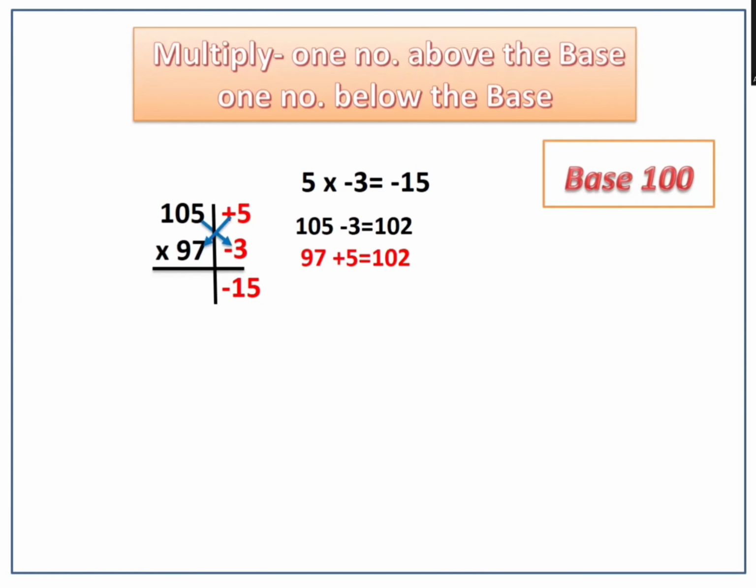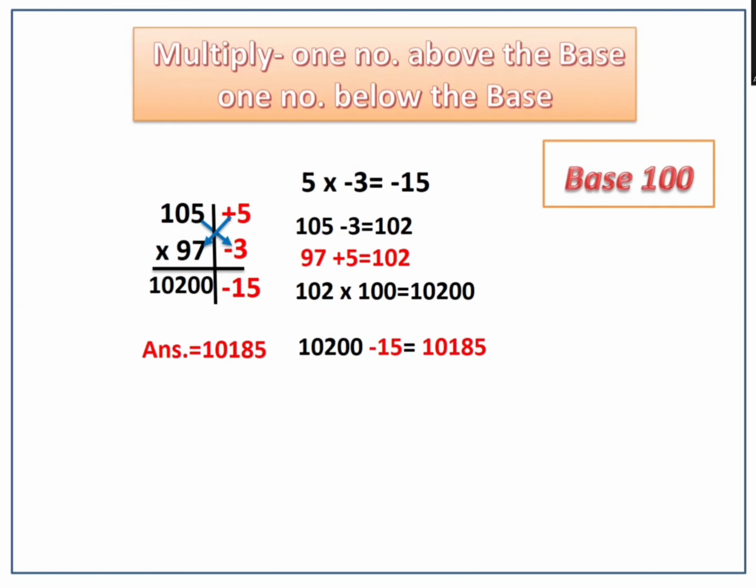105 minus 3, or 97 plus 5. In both conditions we will get 102, and then we have to multiply it by the base number 100. So on the left side we will get 10,200. And in the last step we have to subtract the right side number 15 from the left side number, and we will get 10,185, and this is the answer.